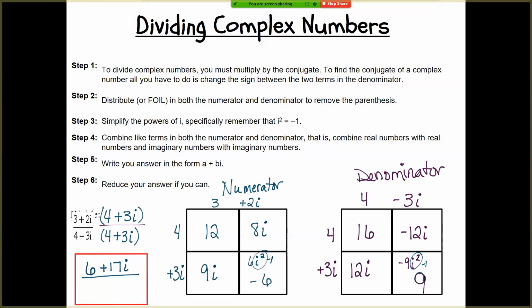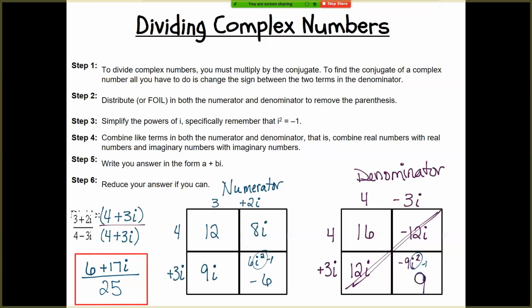When I go to combine like terms, I'm going to combine 16 plus 9, which gives me 25. What's going to happen when I add -12i and 12i? They're canceling out. If you do this correctly, these 2 boxes should always cancel each other out. When we divide complex numbers, we're really just eliminating all the imaginary numbers from the denominator. So you should never have an imaginary number left in your denominator in your answer. The i should cancel, the i squared should get replaced with -1, and you should just have a regular number in the denominator. So in this case, 25.